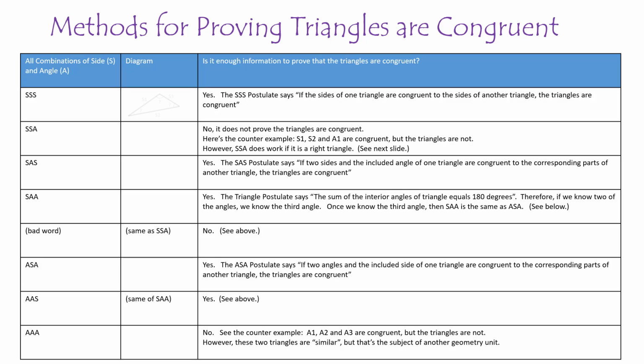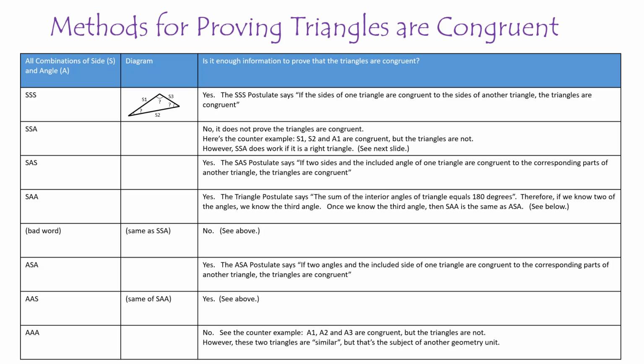The first is side, side, side. And if you know the length of the three sides, the answer is yes, because there is this postulate called the side, side, side postulate that says if the sides of one triangle are congruent to the sides of another triangle, the triangles are congruent. So if the sides are congruent, then the triangles are congruent.